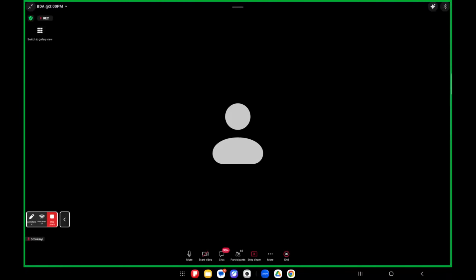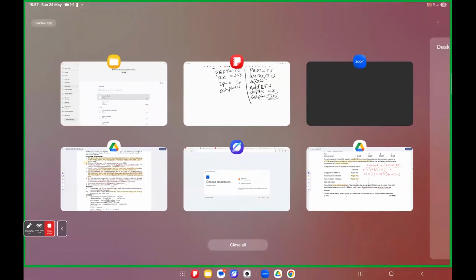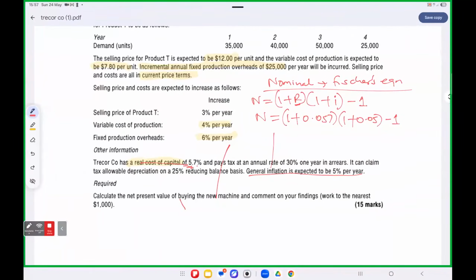How I wish today you guys would listen to me. But I know most of you listened to me from ATD and you passed. Now you listen to me even better because now we are at the very last stage. We are told the selling price for product T is expected to be 12. And the variable cost is expected to be what here? 7.8. And then we have fixed cost, which is expected to be 25.